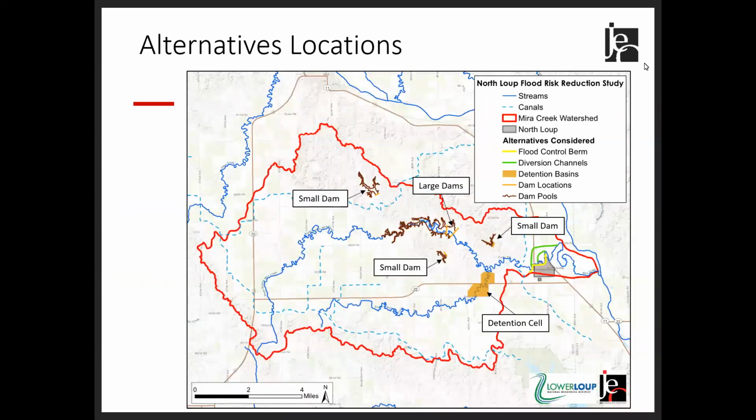Here is a map showing all the different alternatives that were evaluated. You can see the 3 small dams and the 1 large dam in the watershed. Also near the city of North Loup, you can see the diversion channel and the flood control berm. The detention cell is shown in orange on the south branch.